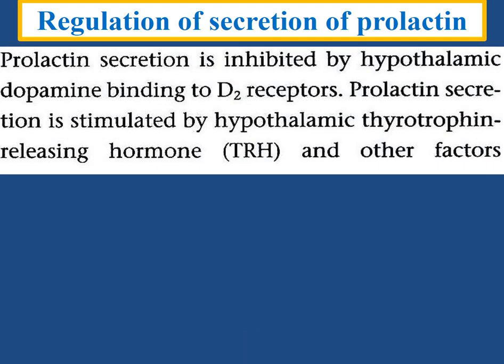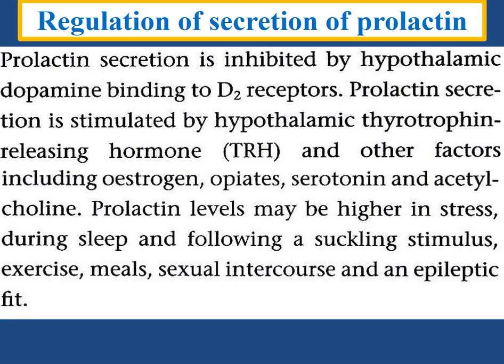Regulation of the secretion of prolactin. Prolactin secretion is inhibited by the hypothalamic dopamine binding to D2 receptors. Prolactin secretion is stimulated by the hypothalamic thyrotropin-releasing hormone, TRH, and other factors, including estrogen, opiates, serotonin, and acetylcholine. Prolactin levels may be higher in stress, during sleep, and following nipple stimulus, exercise, meals, sexual intercourse, and an epileptic fit.